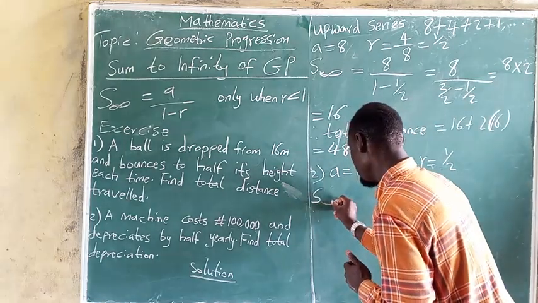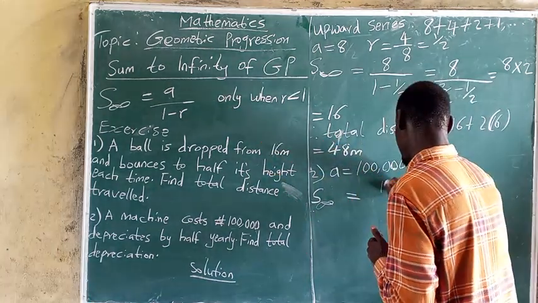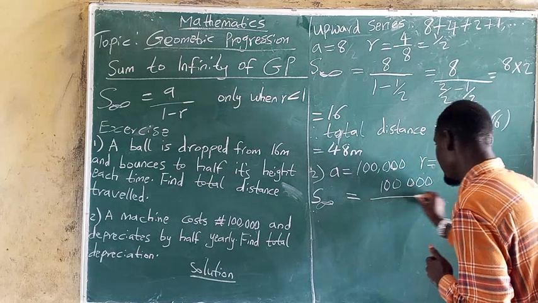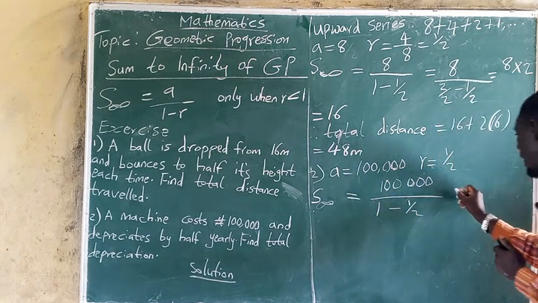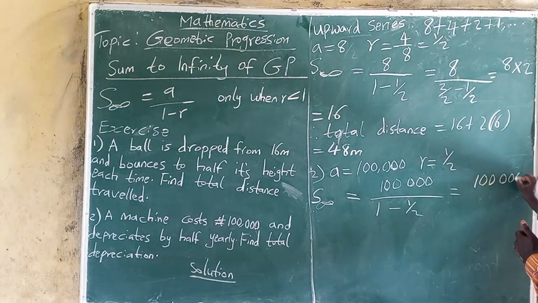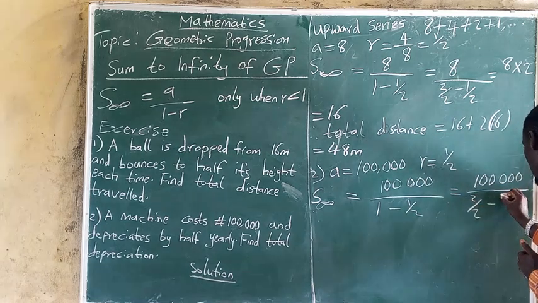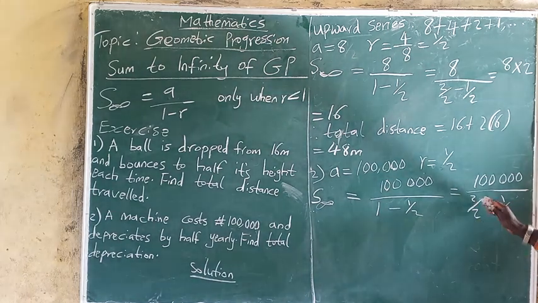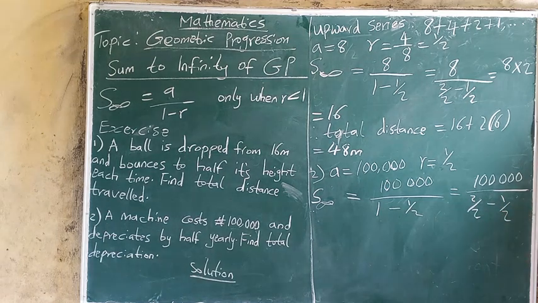So therefore, the sum to infinity is equal to our first term, which is 100,000, divided by 1 minus 1 over 2. Now, this is equal to 100,000 divided by 2 over 2 minus 1 over 2. Remember where this 2 over 2 is coming from. I want to make this fraction able to cancel each other properly.